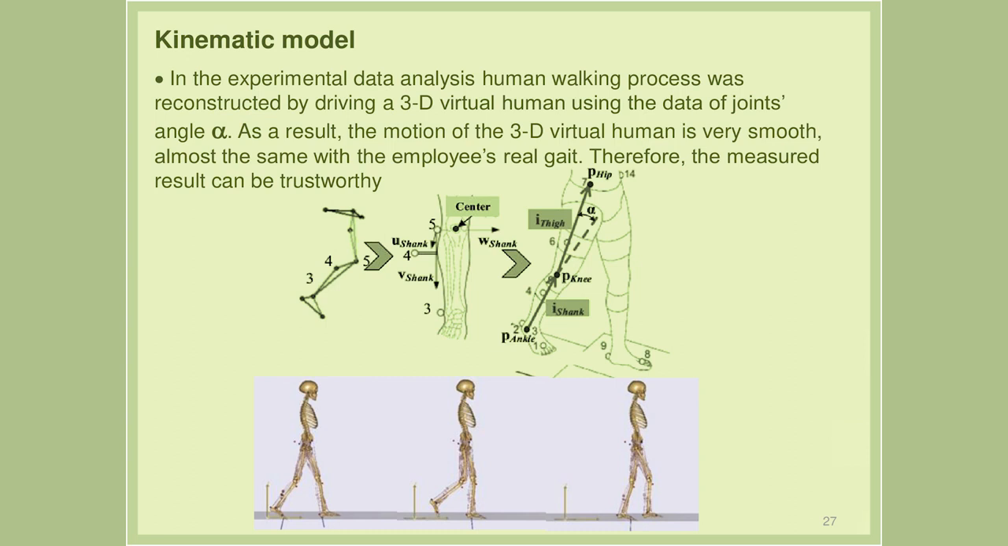Mathematical model of human is reconstructed by the multi-rigid body kinematics and dynamics based on Newton-Euler mechanics. In the experimental analysis, human working process are reconstructed by driving a three-dimensional virtual human using the data of joints angle alpha. As a result, the motion of the three-dimensional virtual human is very smooth, almost the same with the employee's real gait. Therefore, the measured result can be trustworthy.